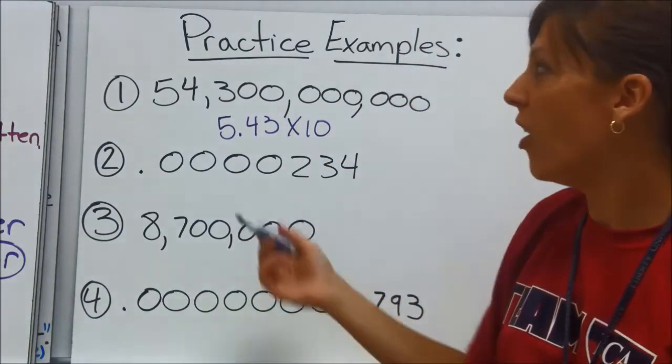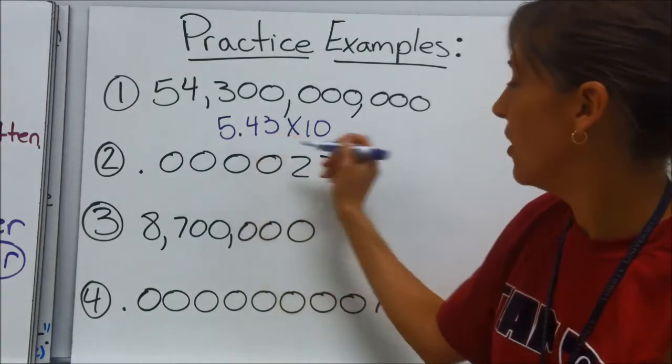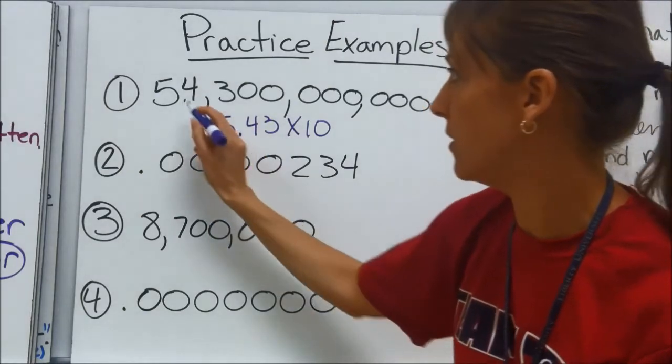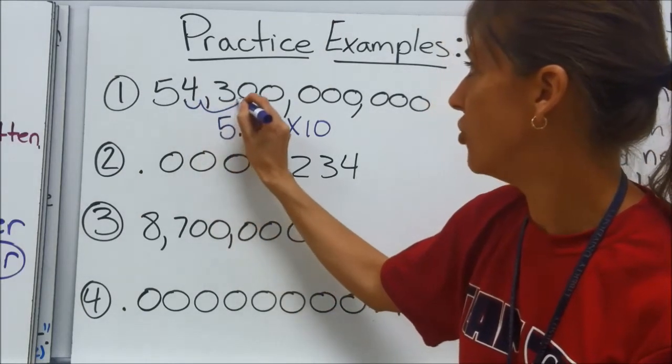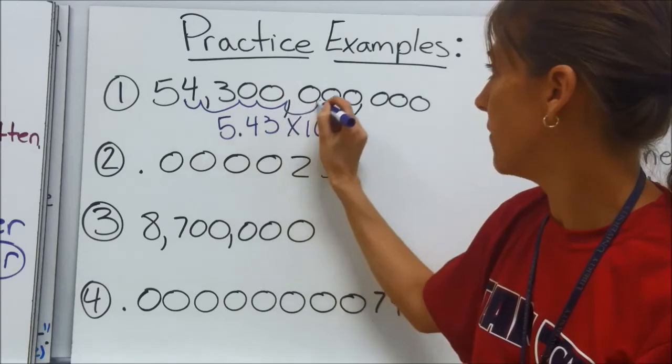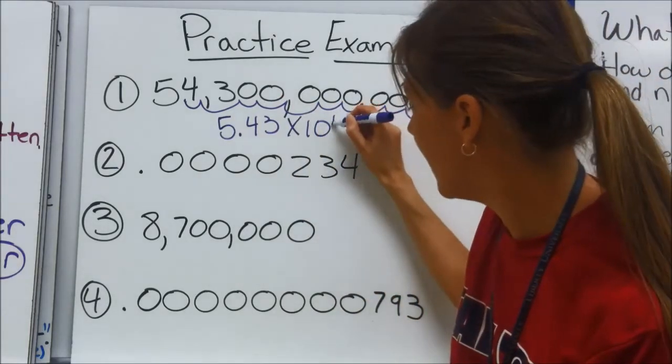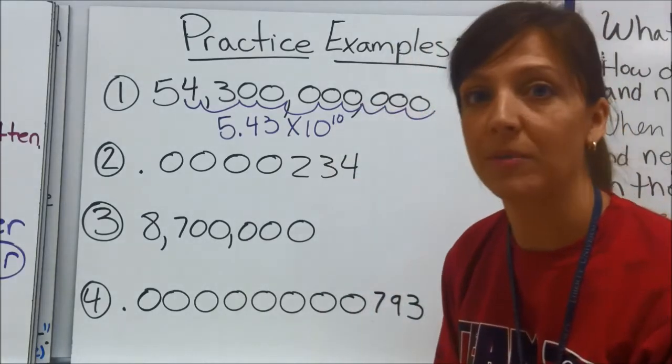Now, how far would I have to move this decimal to get the original number? Well, if it was here, which is where I moved it to, I'd have to go 1, 2, 3, 4, 5, 6, 7, 8, 9, 10. Times 10 to the 10th power.